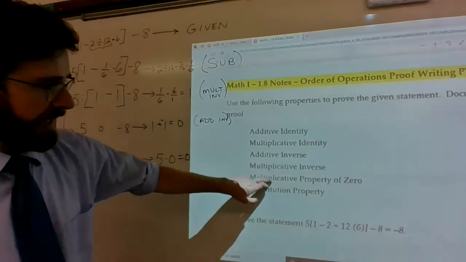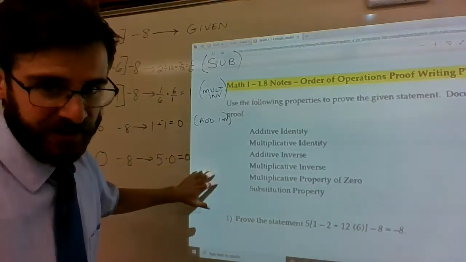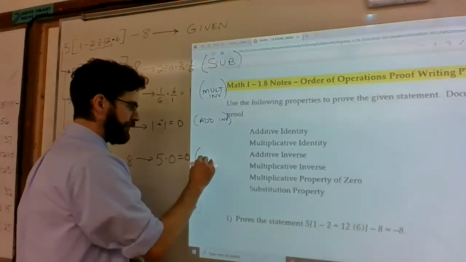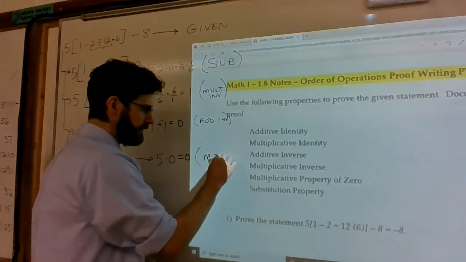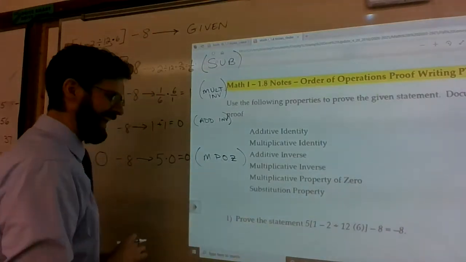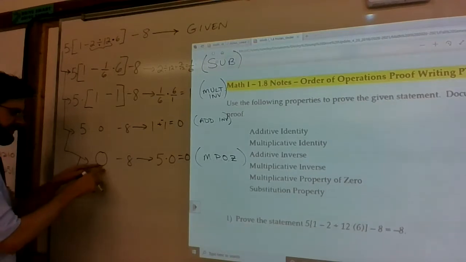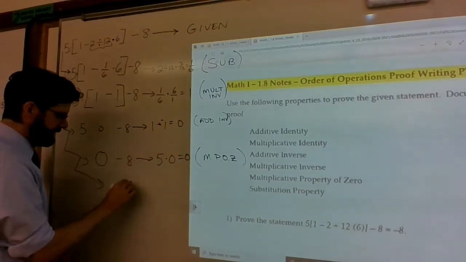And that's the multiplicative property of 0. Whenever you multiply by 0 and get 0, I'll use my MPOZ, multiplicative property of 0, MPOZ. And then 0 minus 8 is negative 8.